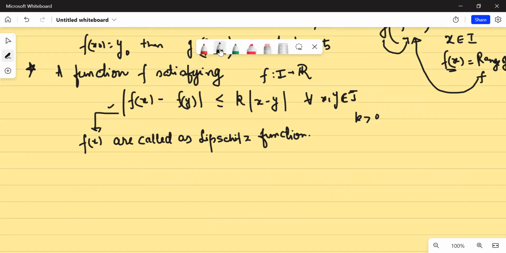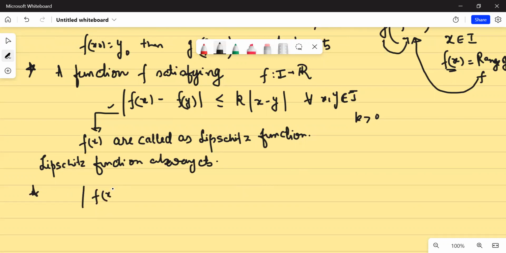Yes, sir. This is the definition. Now I'm writing that a Lipschitz function is always continuous. Let us see how. So see this particular definition. If a function is Lipschitz, what does it mean?